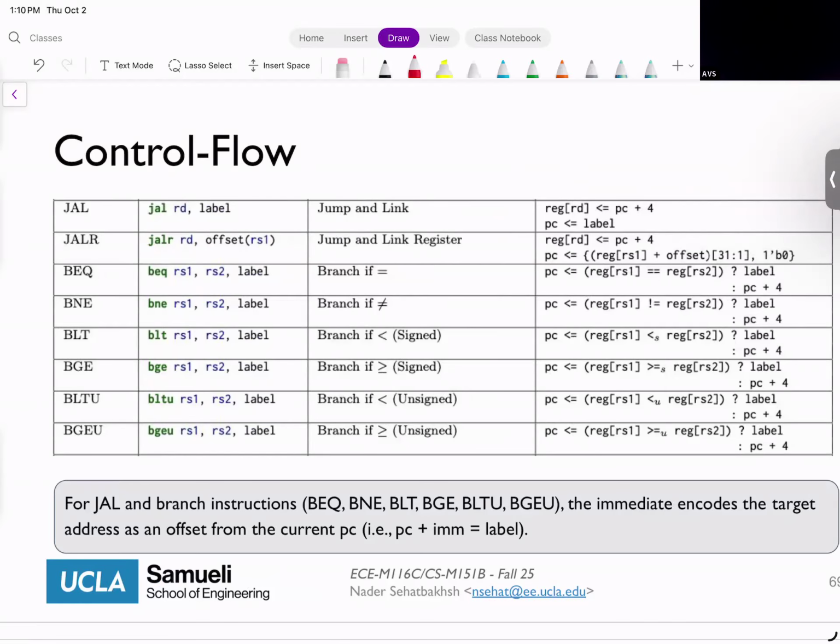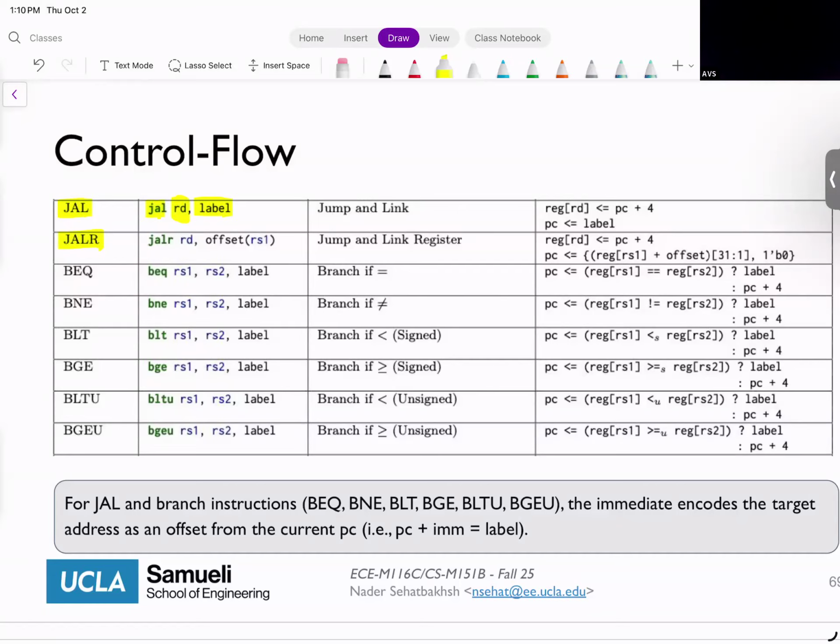So RISC-V has these two unconditional branches, JAL and JALR. JAL stands for jump and link, and JALR stands for jump and link register. We don't have just a regular jump like J. That's a pseudo instruction that you're going to see later, but these are the two instructions that you use. So jump and link takes the label, and I'm going to show you how we actually compute the label, and changes the PC with that value.